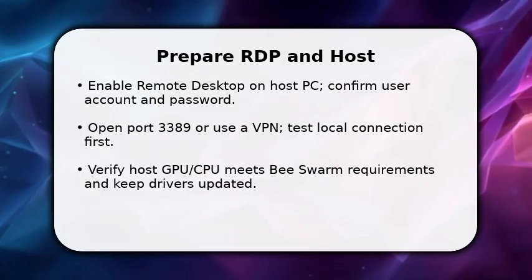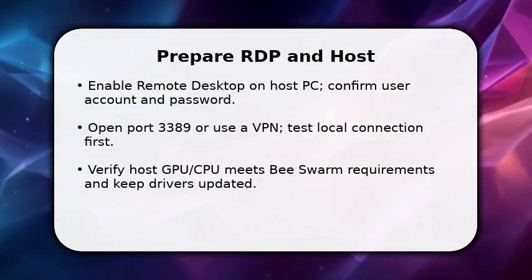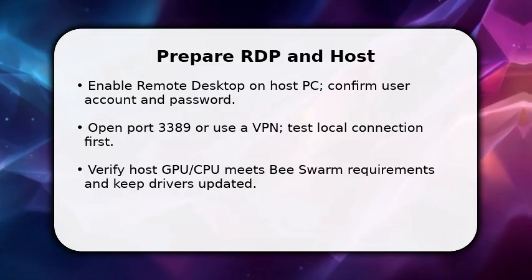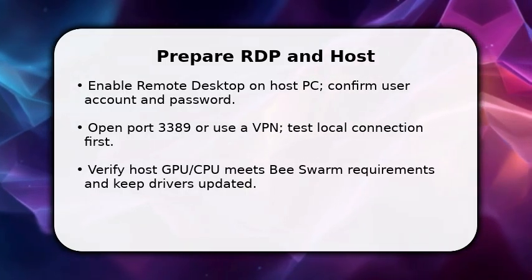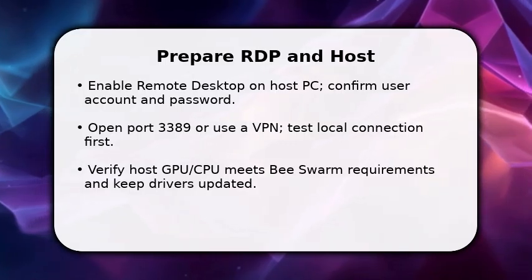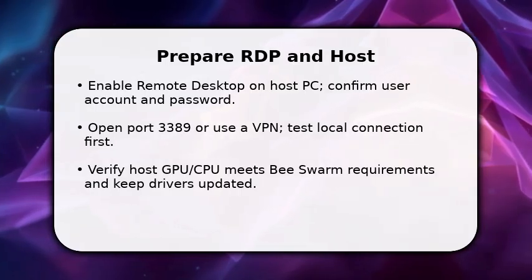You start by enabling remote desktop on the host machine and creating a dedicated user for your bee swarm session. This isolates settings and prevents accidental profile changes. Once done, confirm port 3389 or, preferably, a VPN tunnel so you avoid exposing RDP publicly.